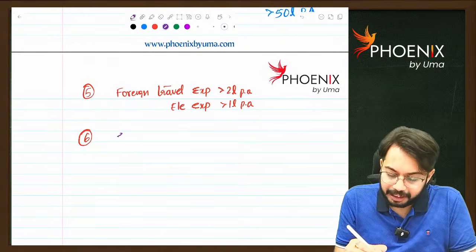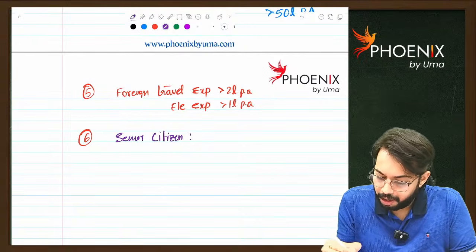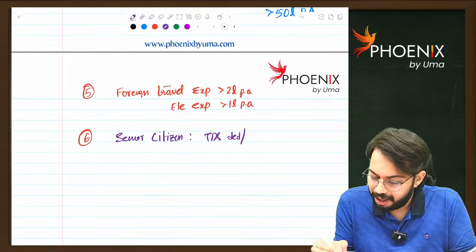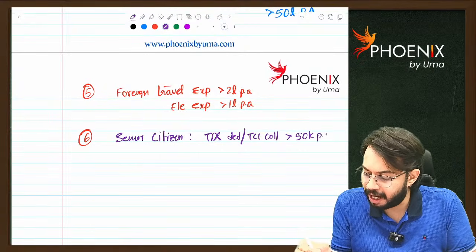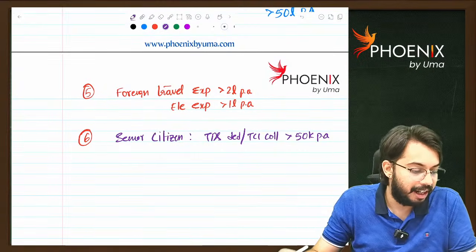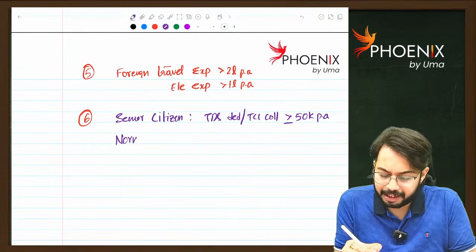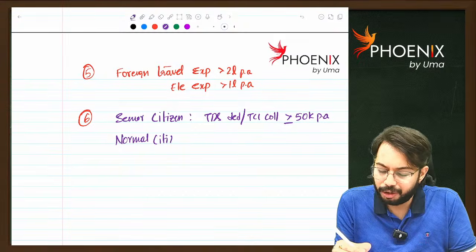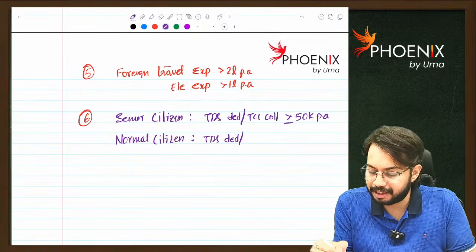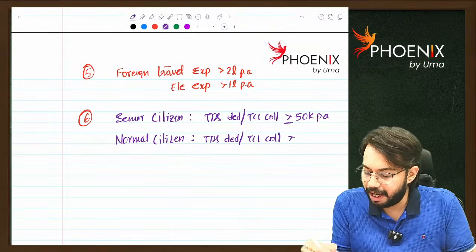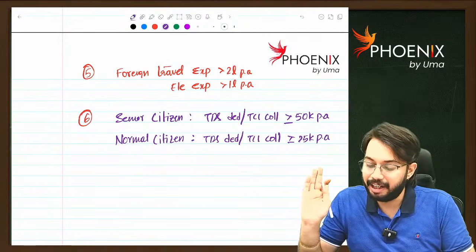In case of a senior citizen, if TDS deducted or TCS collected is more than 50,000 rupees per annum, they are also mandatorily required to file ITR, greater than or equal to 50,000. In case of a normal citizen, meaning those who are less than 60 years, if TDS deducted or TCS collected is greater than or equal to 25,000 per annum, they are also mandatorily required to file ITR. Are you able to understand?